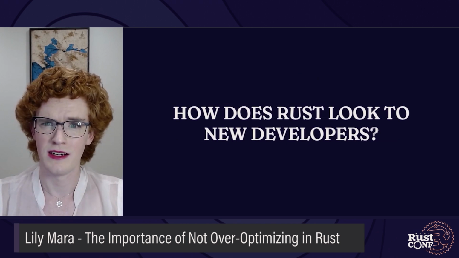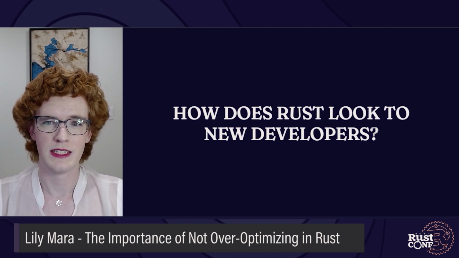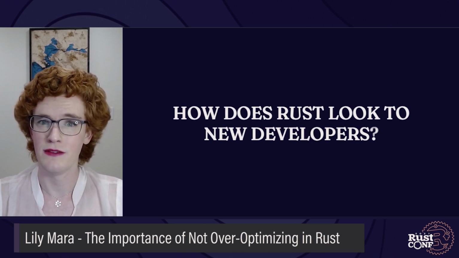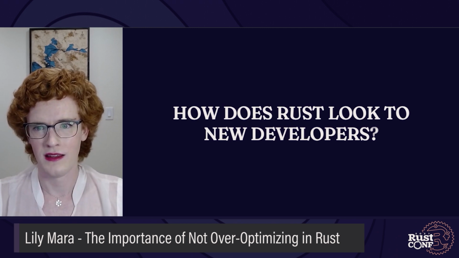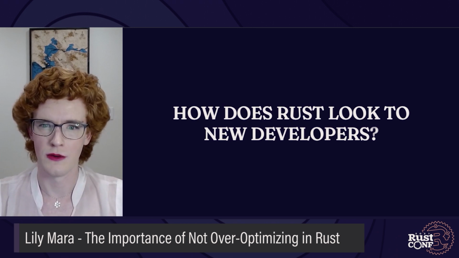I think we should all consider how Rust looks to a new developer. This is a language that has a reputation for being very difficult to learn, even for experienced people, and I don't think it needs to be that way. New developers can sidestep a lot of the difficulty of the ownership and borrowing system by writing code that is slower to run, but easier to understand.